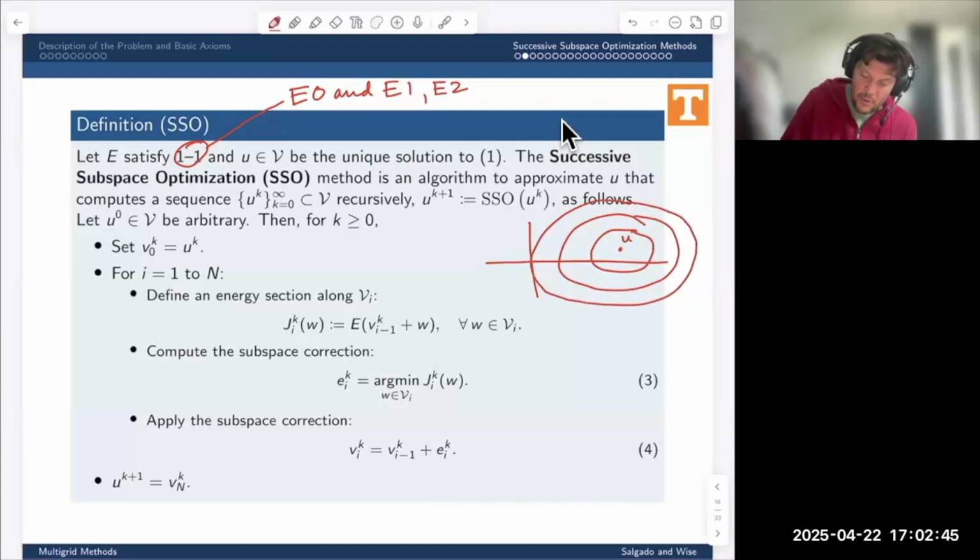So out here somewhere is maybe UK. Our subspace decomposition defines what we're going to do for these energy sections. I'm going to think about them as being one-dimensional, but they don't have to be. Suppose that I'm out here at UK and I think about looking along a certain line of sight in one dimension. Let's choose that in blue.